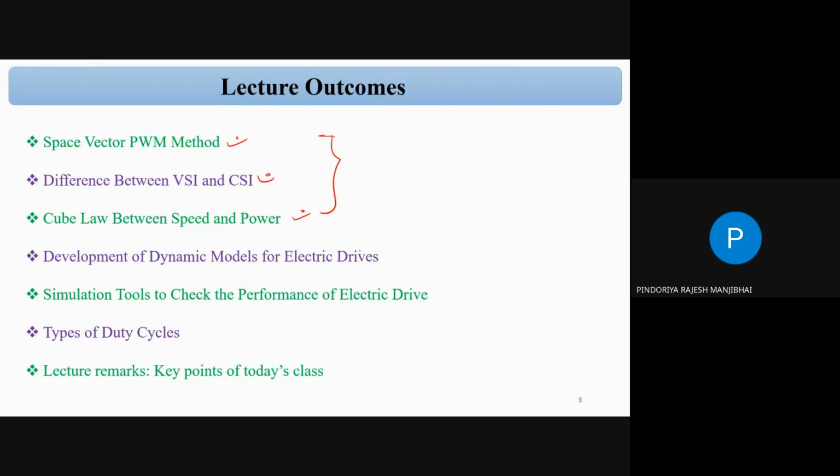And then we can start the fourth unit, that is the development of the dynamic model for the electric drive. This is part of the third unit. Sorry, fourth unit. This is the third unit, and this is the fourth unit. And finally, simulation tools to check the performance of the electric drives, and finally types of duty cycles. So today we will cover these seven topics.